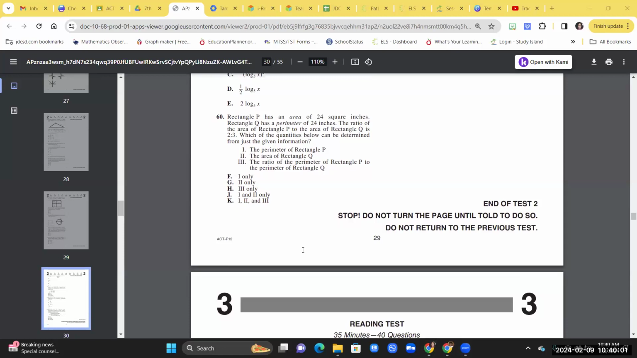Rectangle P has an area of 24 square inches. Rectangle Q has a perimeter of 24. Find the ratio of the area of P to the area of Q. What quantities can be determined from the given information?